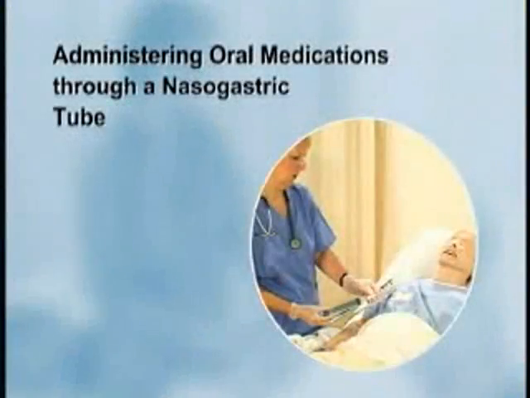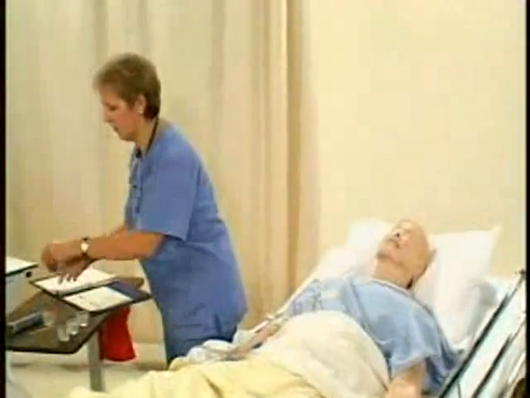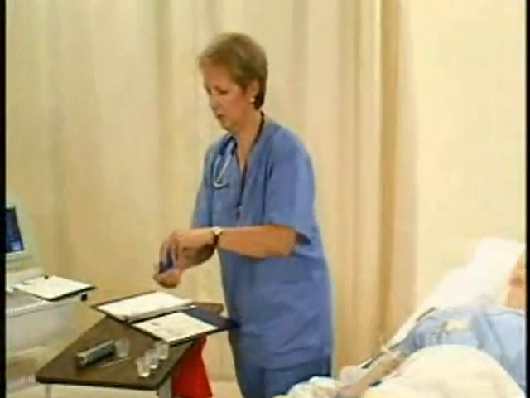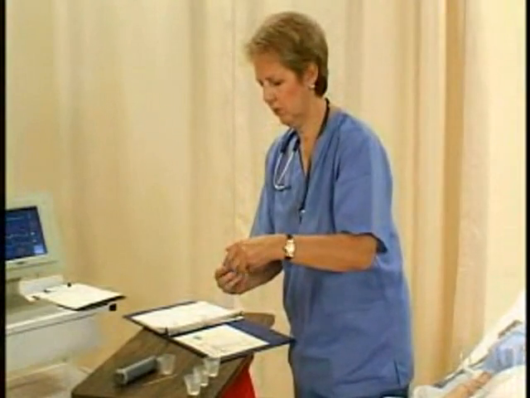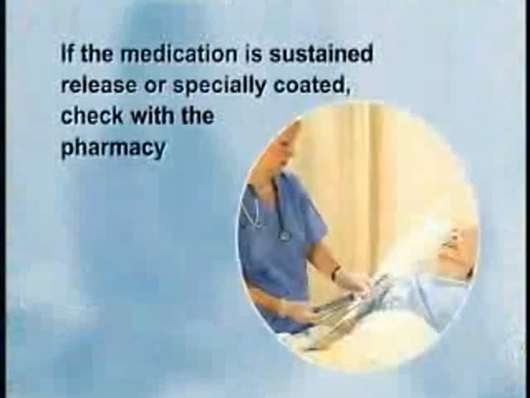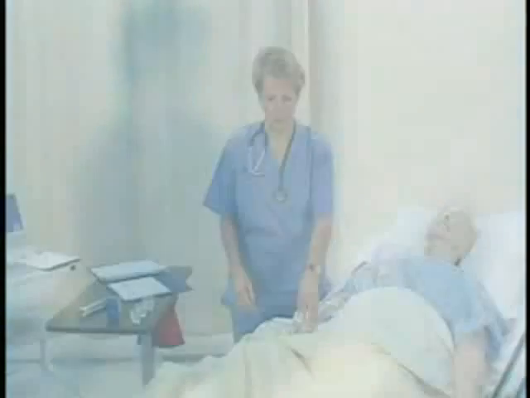To administer oral medications through a nasogastric tube. Most institutions require the physician to be notified and an order to be obtained to administer oral medications through a nasogastric tube. Use liquid medications if available. If not available, make sure that each specific medication may be crushed. If the medication is sustained release or especially coated and you are not sure that the medication can be safely crushed, check with the pharmacy.